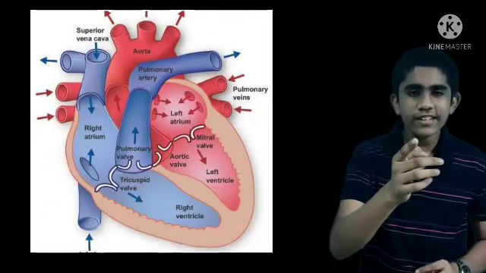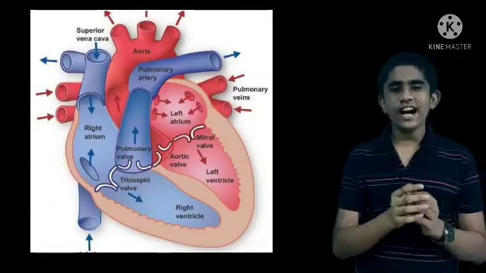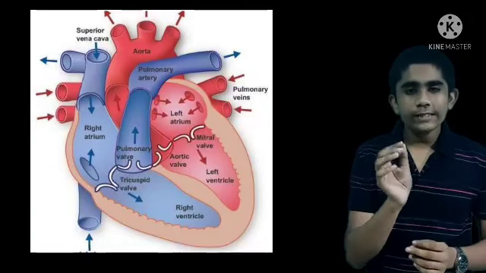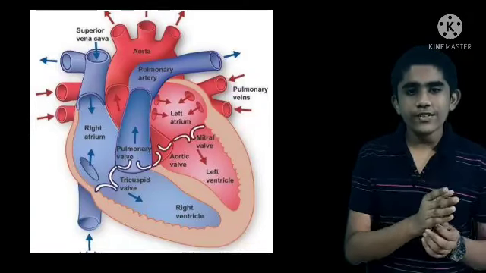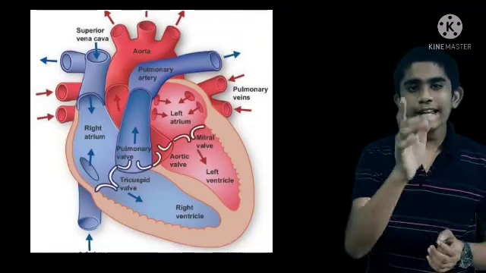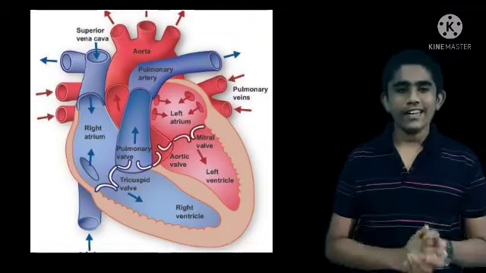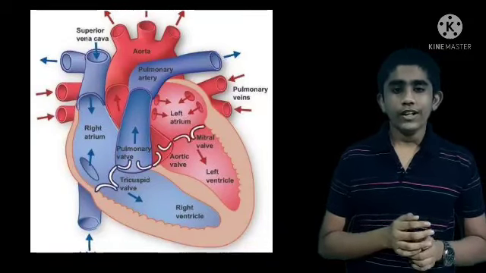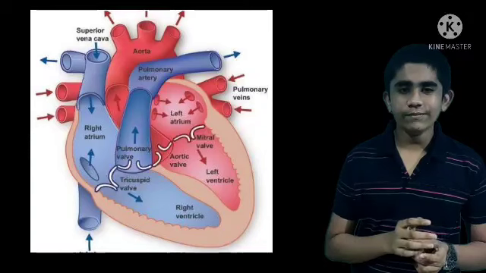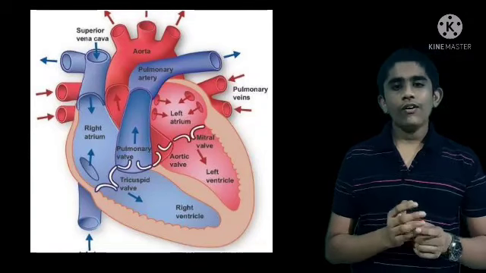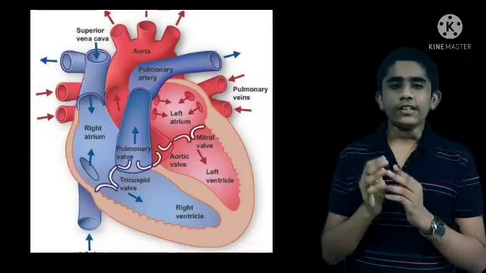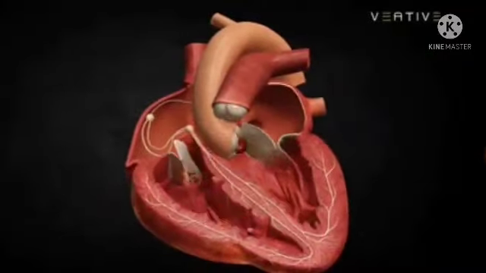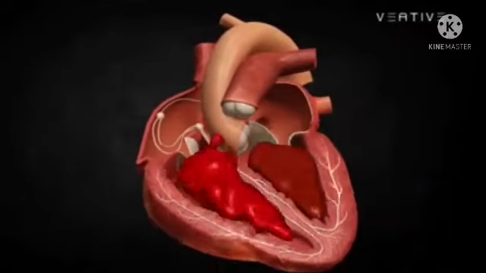Which is the largest vein? It is vena cava. Which valve is present in between the left atrium and left ventricle? Bicuspid valve. I hope you got it. Do you need any explanation here? Okay. So everyone understood this part? Now we studied what the heart is.